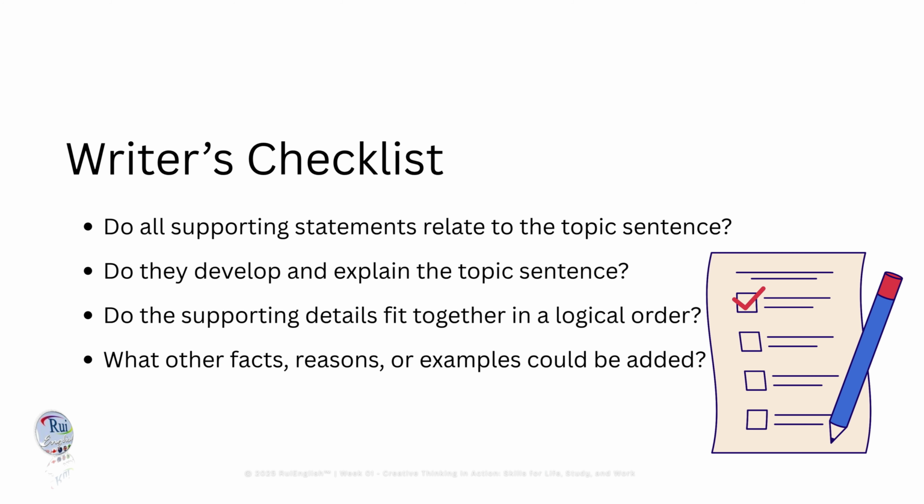One, do all my supporting sentences actually relate to my main point? Two, do they help explain it or build on it? Three, is everything in a logical order? And four, is there anything else I could add? Another fact, another example to make it even stronger? Seriously, this is your secret weapon for making your writing incredibly focused and powerful.